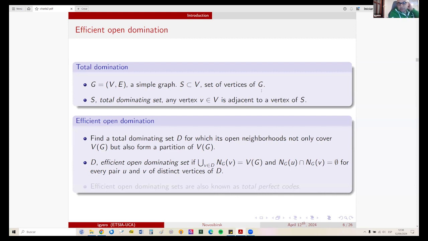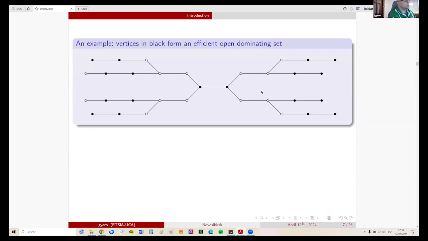Of course, this will mean that the vertices of the total dominating set, which is efficient, need to have one neighbor inside, but exactly one. So the vertices of the total dominating set will appear in a union of K2. Otherwise, this is not so. And all the efficient open dominating sets are also known as total perfect codes, the same notation as the other ones. And here we have an example.